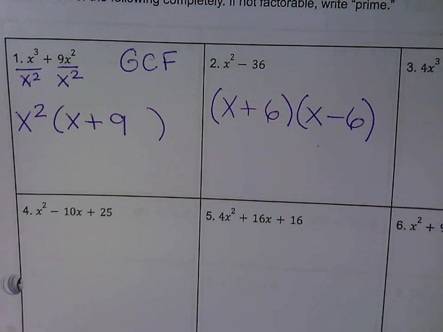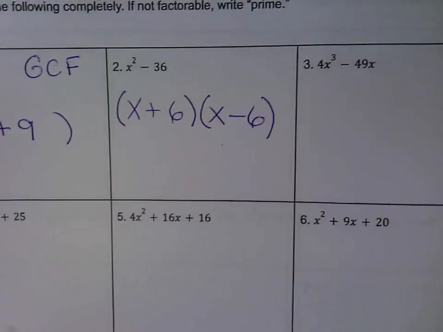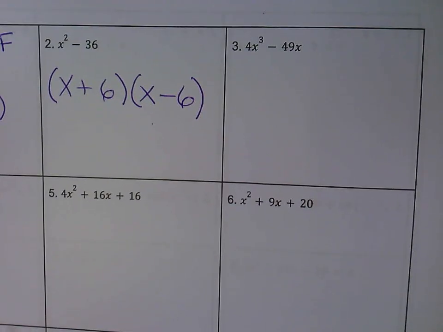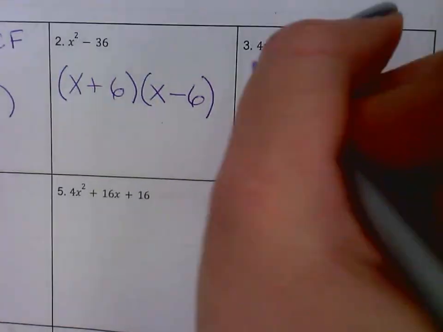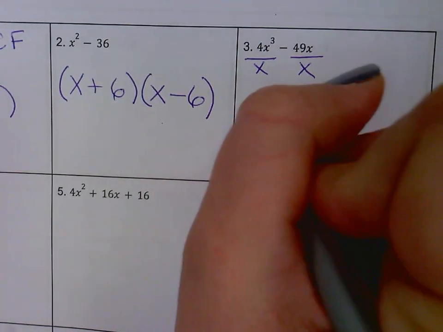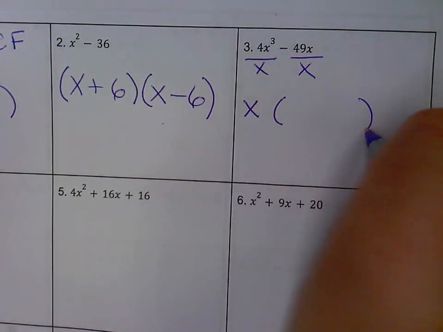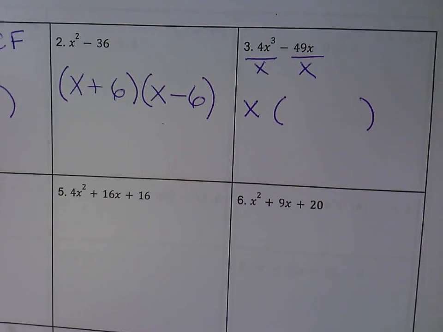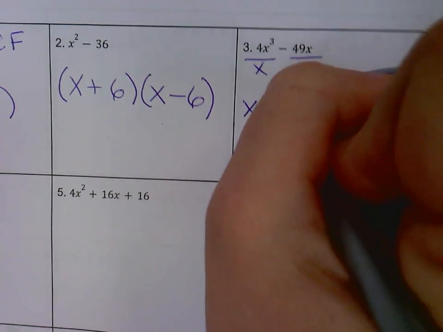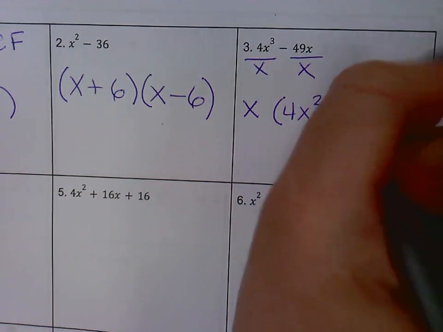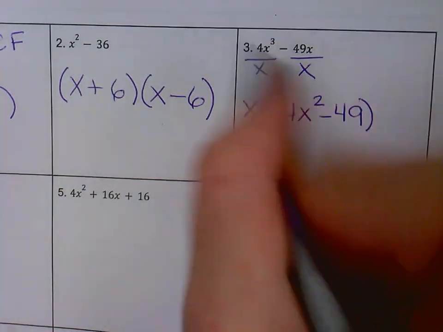Good question. All right, what can I do on number 3? This is a 2-step problem. What should I do first? GCF first. What can I take out? I'm going to divide both by x. I have to write x, and then I write what I have left. 4x squared minus 49. This can go one more step.